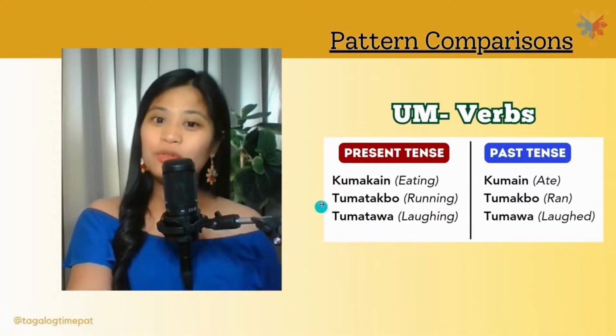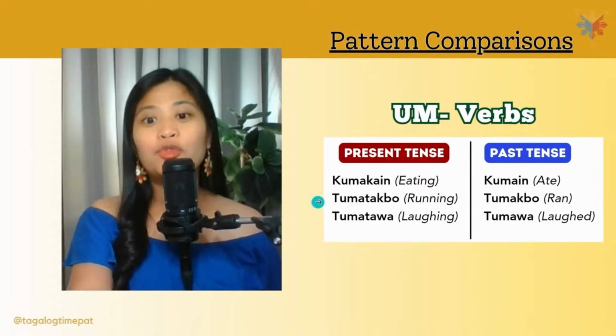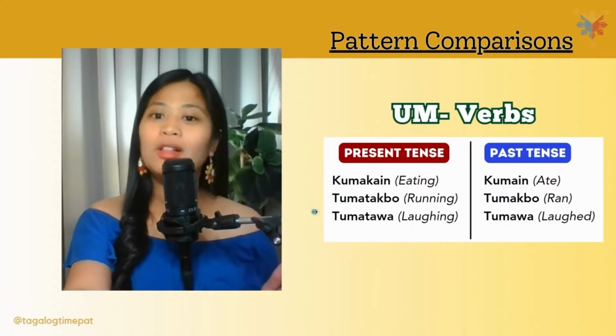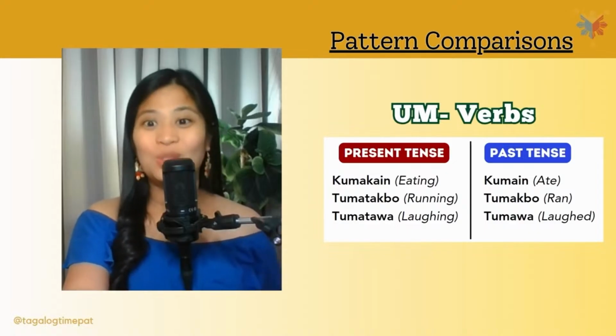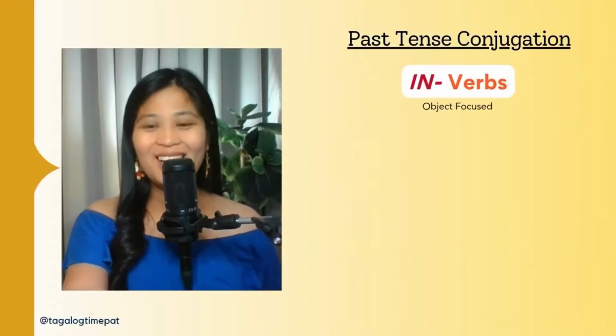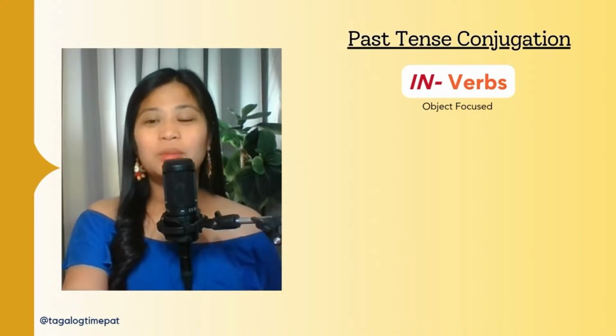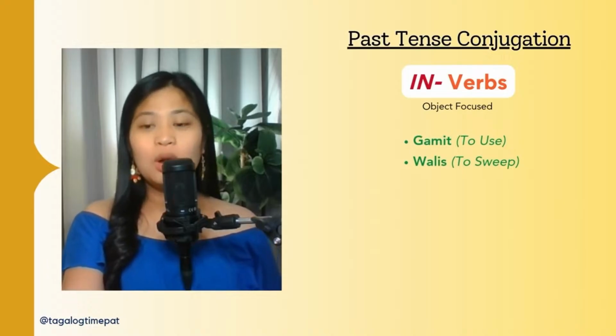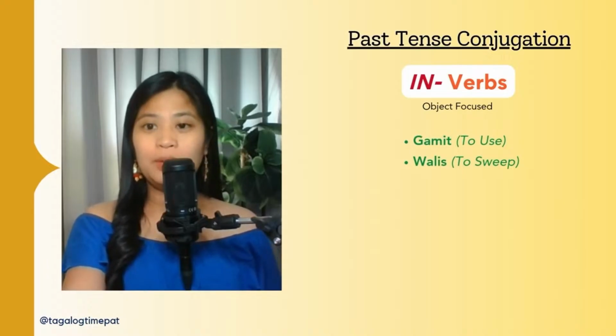Again, if you need to review the present tense conjugation patterns for verbs, be sure to watch lesson 3 because I go over all of that, and there are practice questions as well. All right, so let's take a look at verbs. These are usually object focused, and here are some examples. Gamit means to use. Walis means to sweep.